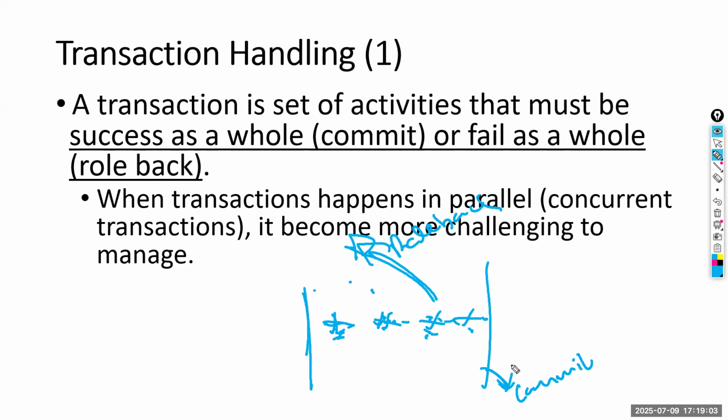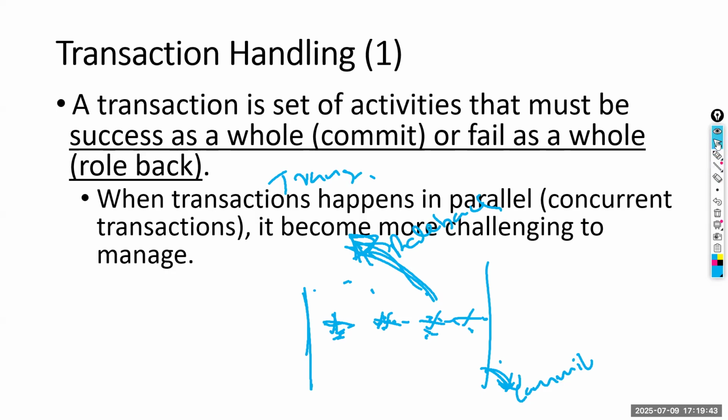Either nothing happens or it fully happens. There's nothing called partly happened. If partly happened with an error, you need to roll back. If everything is success, you need to commit it. So this is called transaction handling. Therefore, every transaction is either committed or rolled back. That means success or fail, success as a whole, fail as a whole. There's nothing called partly success, partly fail, because that is illegal according to business rules.